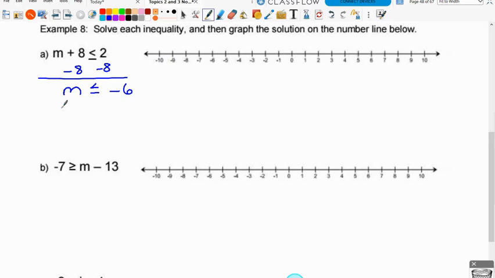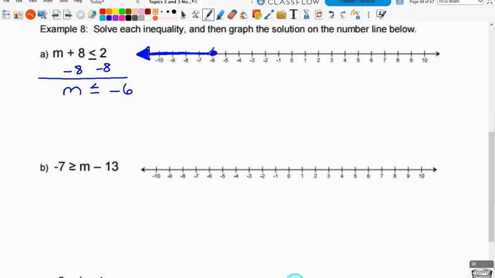So I'm going to find -6 on my number line, okay? And since I'm allowed to be equal to -6, I'm going to use a closed circle. And now I need all of the numbers that are less than -6, so I'm going to be bolding the number line to the left and bolding the arrow on the left as well. This is what the solution for m is less than or equal to -6 would look like.